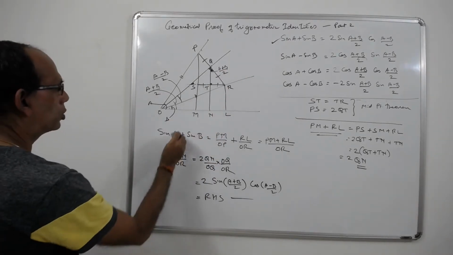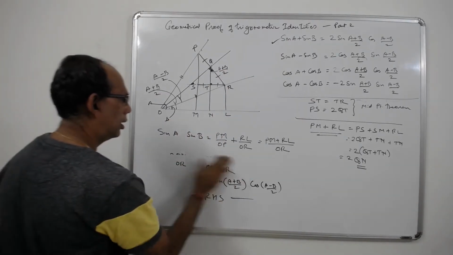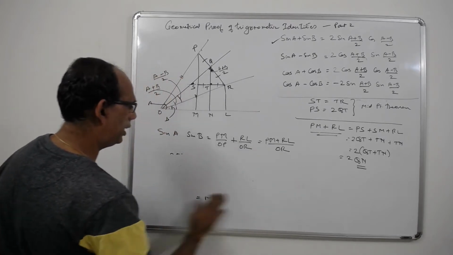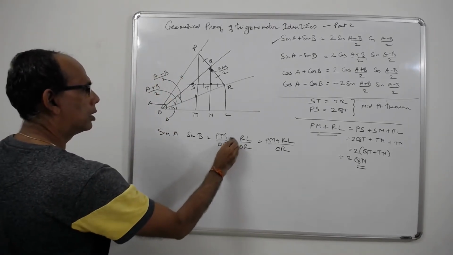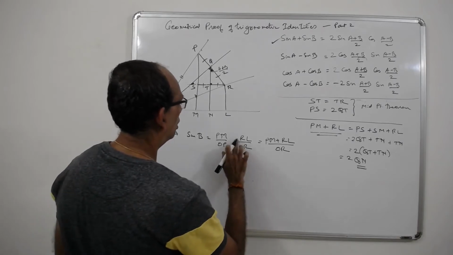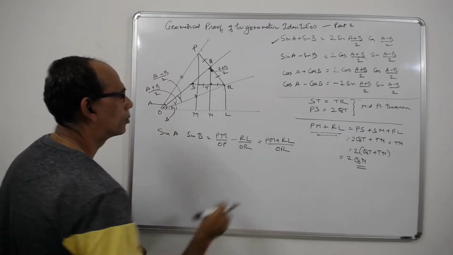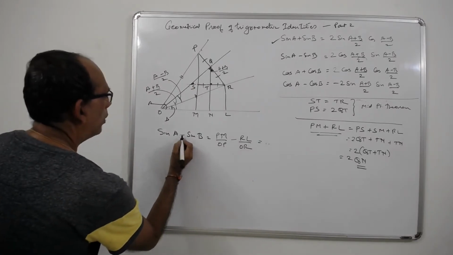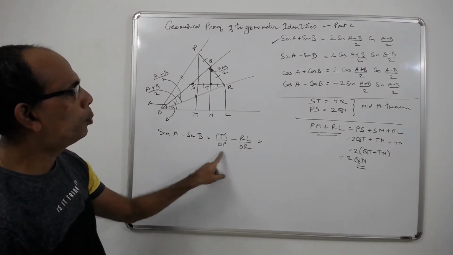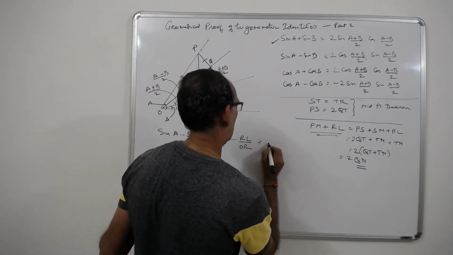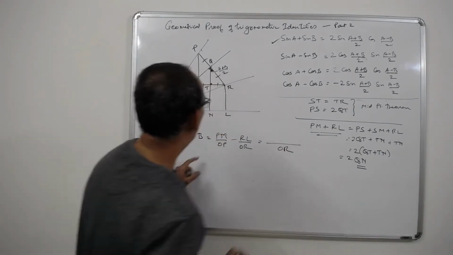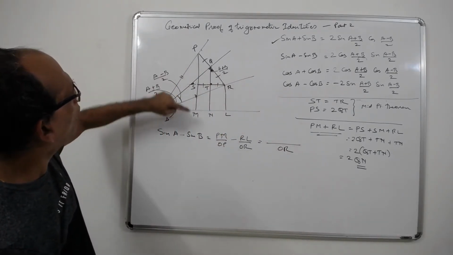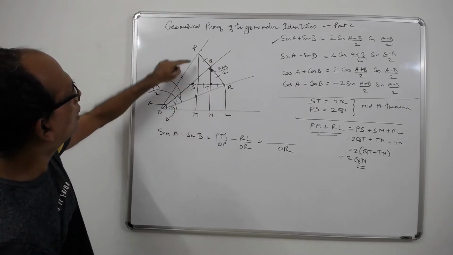Now second is minus. So I just have to put over here minus. The rest all goes, till here we need. So I write here minus. Let's see what we get. Sin A minus sin B. Since OP and OR are equal, I write it as equal. What is PM minus RL? PM minus RL, is it PS?